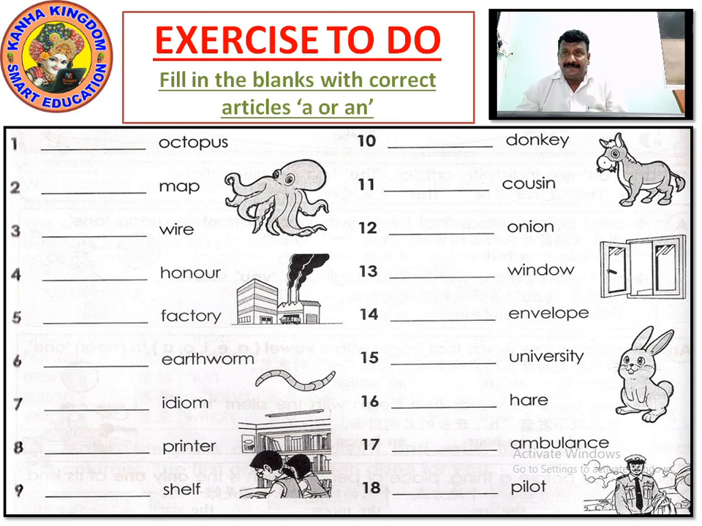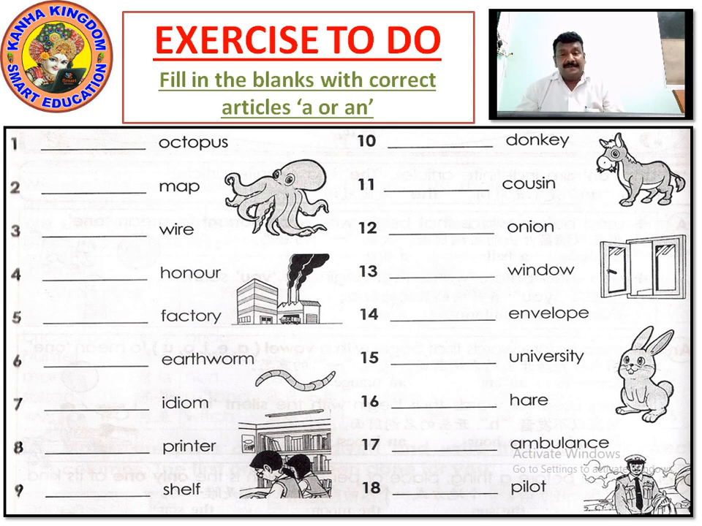Have you come to know what the answers are? Write it down. I will repeat if you want one more time. The usage of A or An: an octopus, a map, a wire, an honor, a factory, an earthworm, an idiom, a printer, a shelf, a donkey, a cousin, an onion, a window, an envelope, a university, a hair, an ambulance, a pilot.